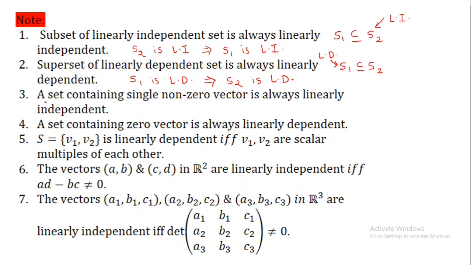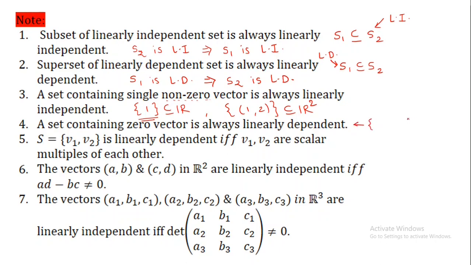Now what is the third note saying? A set containing a single non-zero vector is always linearly independent. For example, the singleton {1} as a subset of R will be linearly independent. Again, the set {(1, 2)} as a subset of R2 will also be linearly independent, because the set contains only one vector, but remember that vector should be a non-zero one.